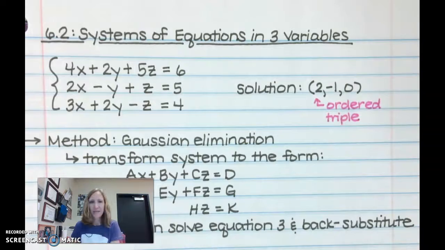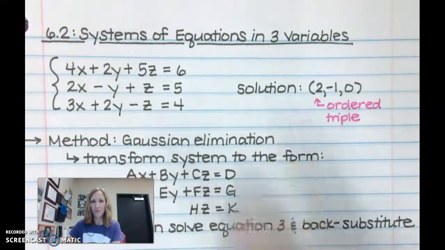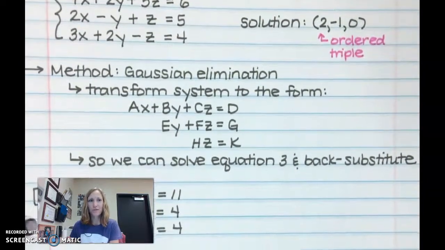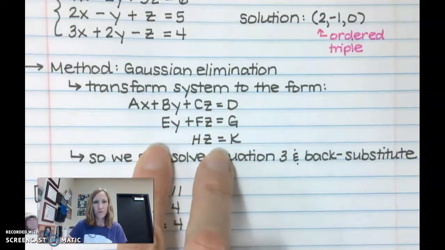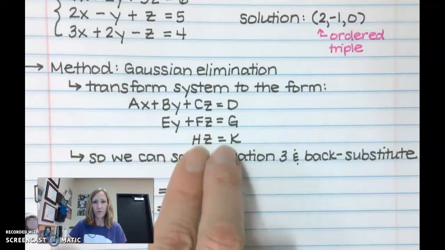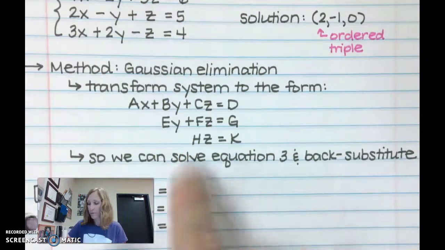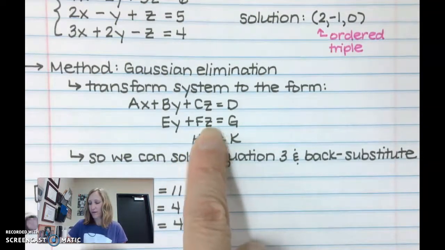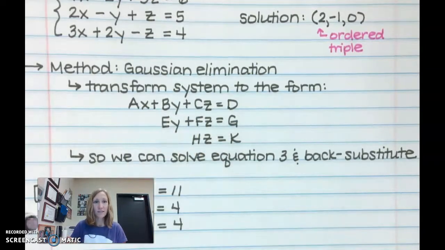Some new vocabulary. The method that we're going to use to go through and look at some of these systems in 3 variables and come up with a solution that's an ordered triple is called the Gaussian elimination method. So we're going to try to transform our system into this form. So notice that one equation has 3 variables, one with 2, and an equation with just 1 variable. And then we'll be able to solve this equation here that only has 1 variable, and then back substitute. So take what z is equal to, substitute here, find y, back substitute again what z and y are equal to, and solve for x. And so that's the method that we're going to work with here as we attempt to solve some systems in 3 variables.